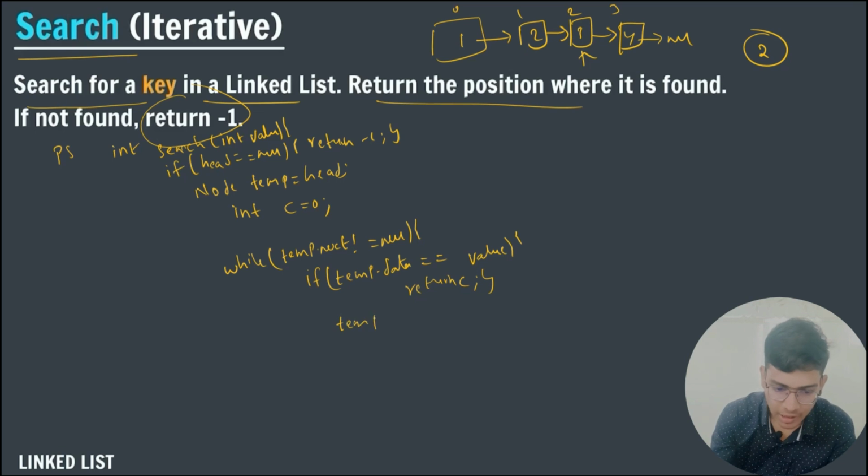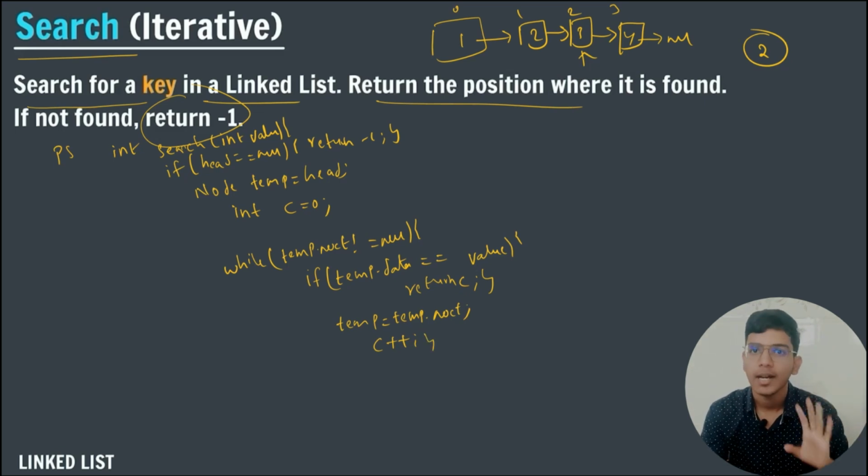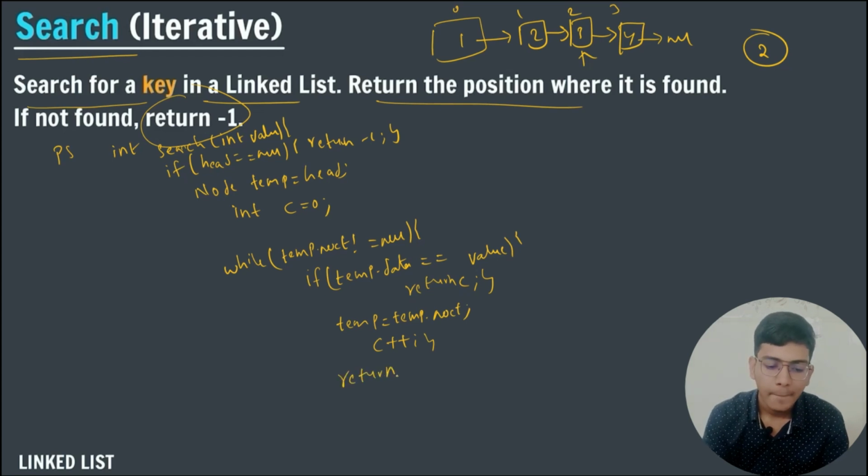Else I am going to change the value of temp to temp.next, and I am going to alter the c value, that is, increment c. That's all. If the loop runs but I didn't get my required element, then I am going to return -1. So this is how the process will be.